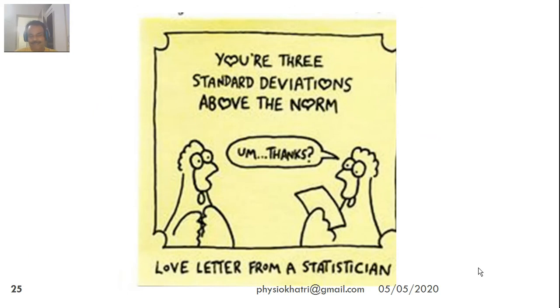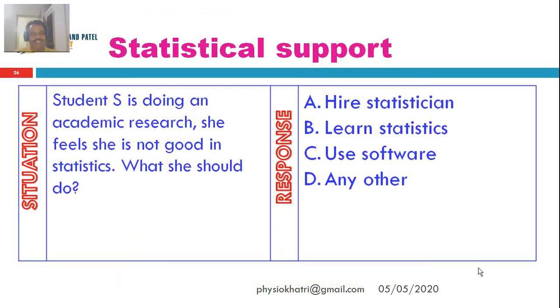Okay, we know that sometimes the profession affects the way you communicate. So that means we have a situation with statistical support. Student S is doing an academic research. She feels she is not good in statistics. Now, what should she do? Hire a statistician, learn statistics, use softwares, any other?